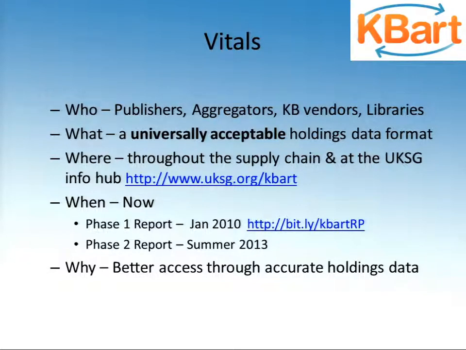So this is, as usual, a group of publishers, aggregators, knowledge base vendors, libraries. Everyone's getting together to decide what a universally acceptable holdings data format would look like. It started with journals. It's moving into books. But the purpose is really to make sure that users have better access to your content through more accurate or more transferable holdings data. So it's effective throughout the supply chain. I'll show you a little bit of that in a second. And as I mentioned, the phase 1 report was a while back, and we are getting ready to release the phase 2.